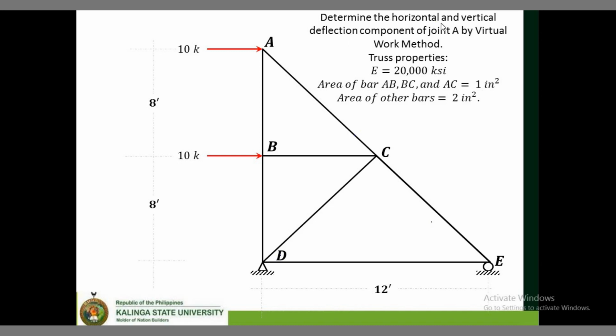ang sabi doon, determine the horizontal and vertical deflection component at joint A by virtual work method. So, dito, ang area ni AB, BC, and AC ay 1 square inch. Yung area naman ng mga ibang members, si member BD, CD, DE, at saka CE ay 2 square inches. So, again, sa previous problems, pare-pareho yung mga areas. But for this problem, magkakaiba yung kanilang cross-sectional area.